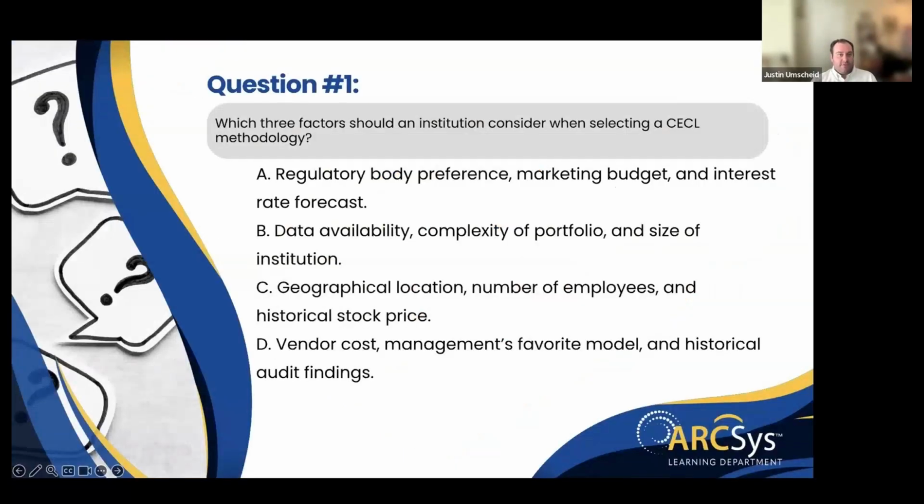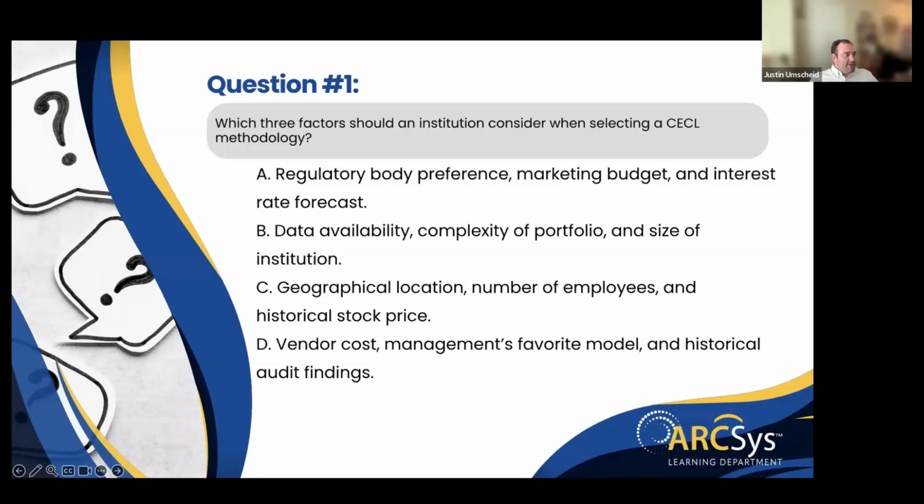All right, first question for today. Which three factors should an institution consider when selecting a CECL methodology? Regulatory preference, marketing budget, interest rate forecast, data availability, complexity of the portfolio, size of the institution, the geographical location, number of employees and historical stock price, or vendor cost, management's favorite model, and historically odd findings. Which one of these is some of the factors you should be considering when selecting your CECL methodology?